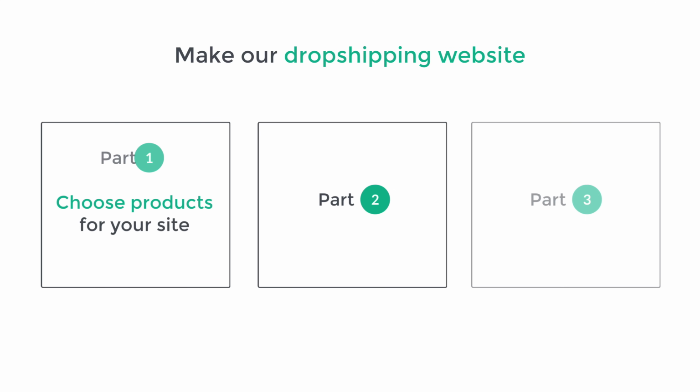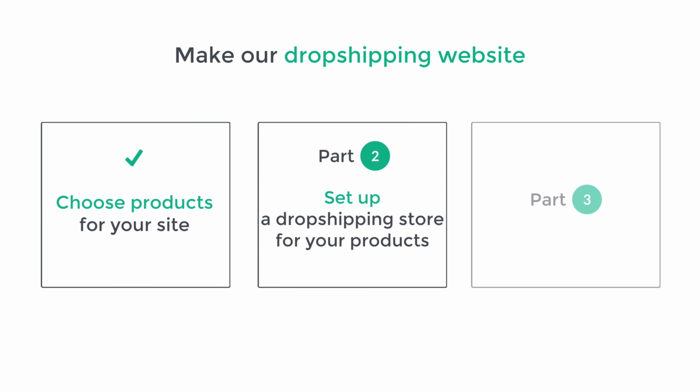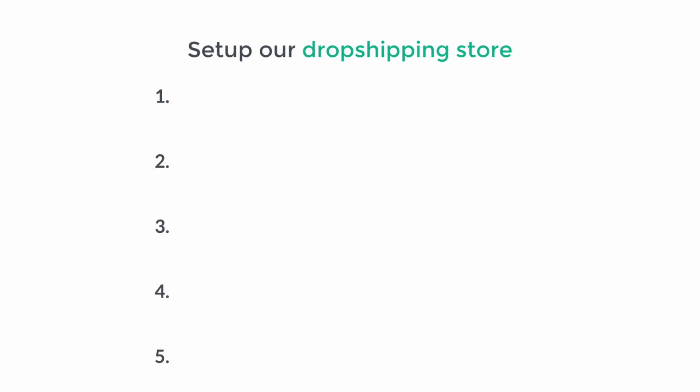You can do that by creating your own online store. So next, let's go to part 2 of this tutorial where we are going to set up a dropshipping store for your products. So to set up our dropshipping store, we are going to do 5 steps. The first step is to create an account on Shopify.